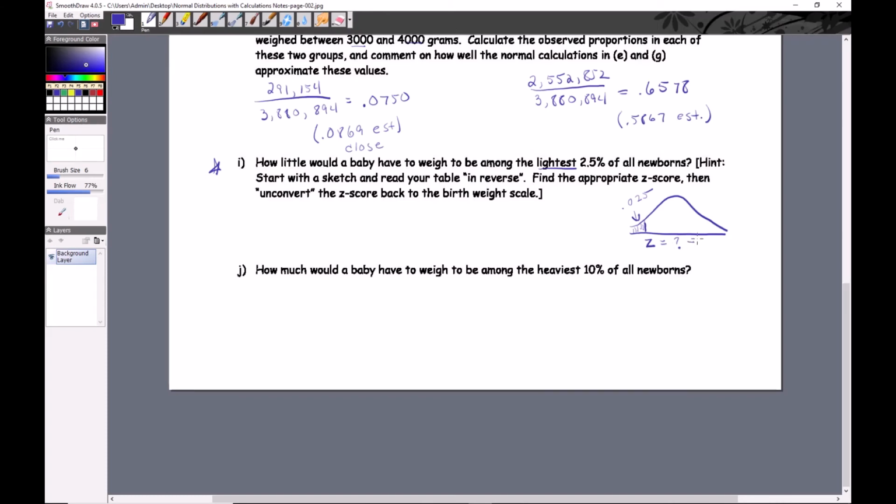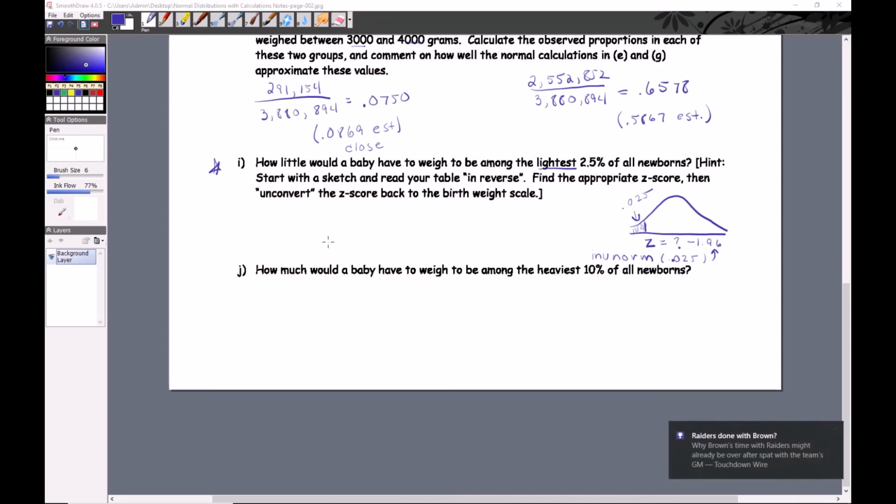So negative 1.96. And let's just write this out for notes. So this was inverse norm 0.025. And that's where we got the negative 1.96.